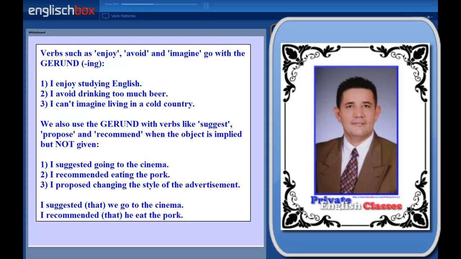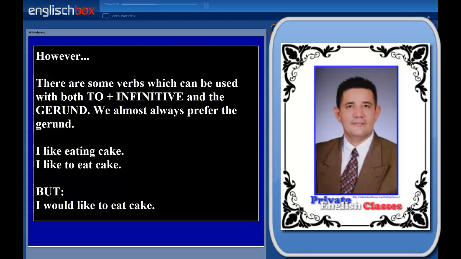Nowadays it's acceptable to use the gerund form, to use the subjunctive form, and I doubt native speakers would notice the difference if you said I suggested we went to the cinema, if you use the past tense of the verb. Okay, however, it gets a little bit more complicated because there are some verbs you can use with the to infinitive or the ing form.